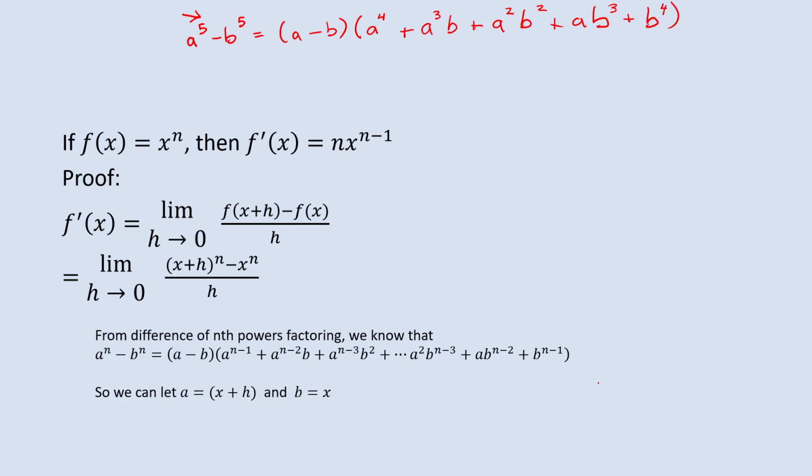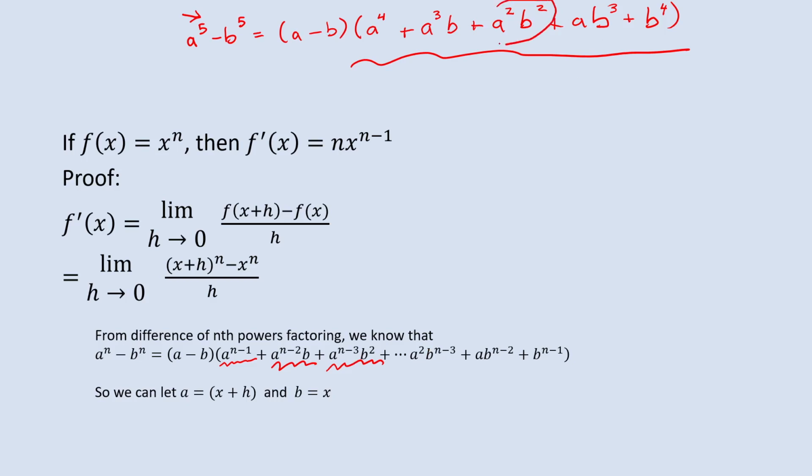Well, if we generalize that to n terms, just like in the example we just did with difference of fifth powers factoring, we start with a to the n minus 1. And then the next term is a to the n minus 2 times b. And the next term is a to the n minus 3 times b squared. And then we keep on going.